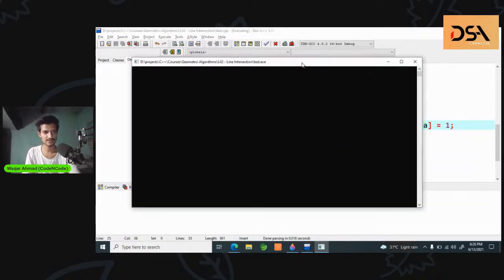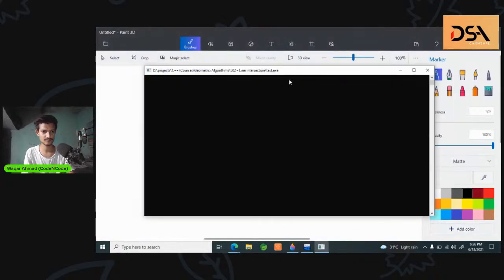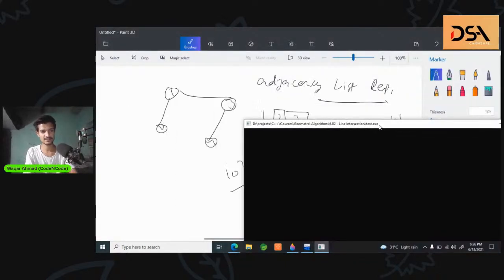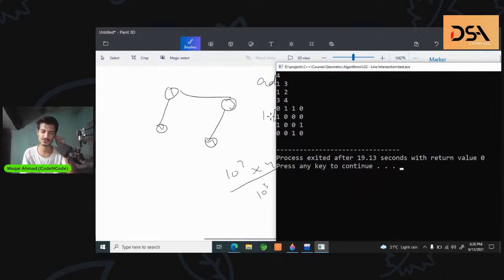So let's input the same graph that we created here. So the graph is, there are 4 nodes. Increase the font size of this as well. This should be visible. There are 4 nodes. One is connected to 3. One is connected to 2. 3 is connected to 4. Okay. So here you see, this is your adjacency matrix representation.